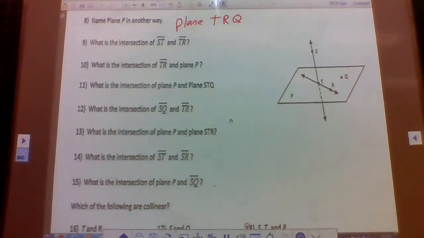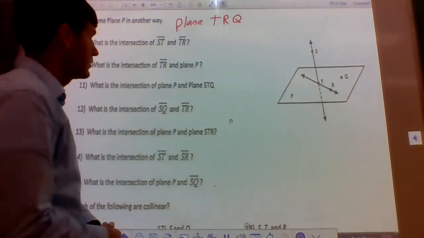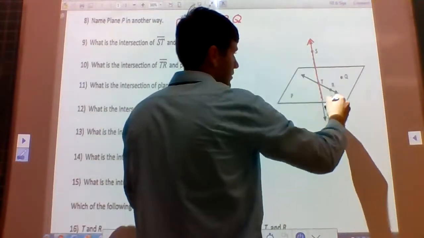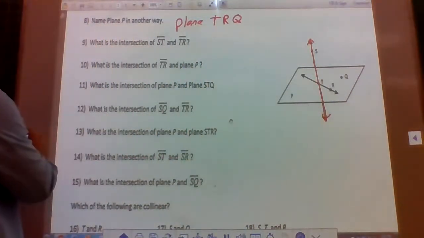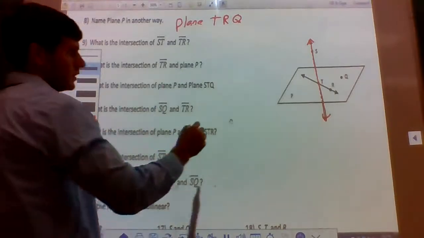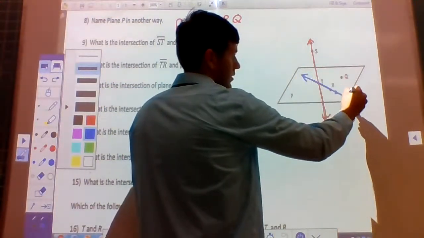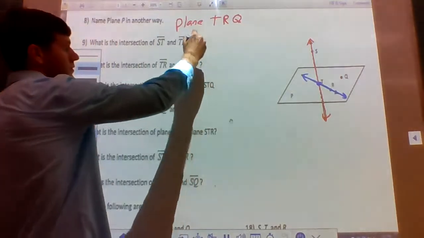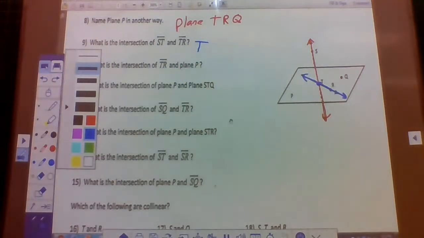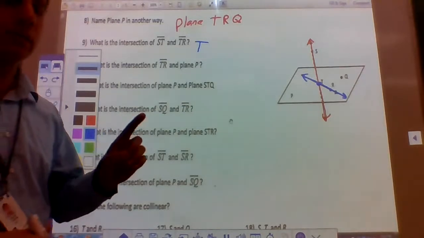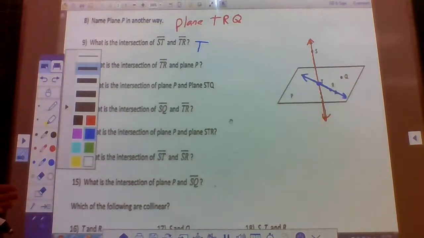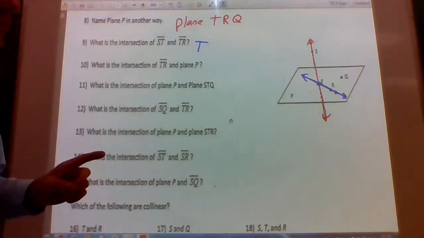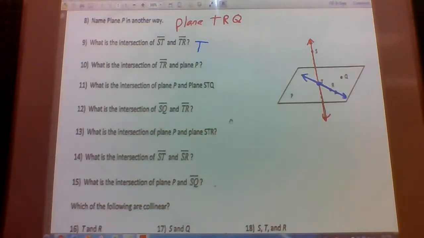Okay. What is the intersection of line ST and TR? Here is line ST, and here is line TR. They intersect at point T. If two lines intersect, they're going to intersect at exactly one point. They might not intersect, but if they do, they're intersecting at exactly one point. What is the intersection of line TR and plane P?